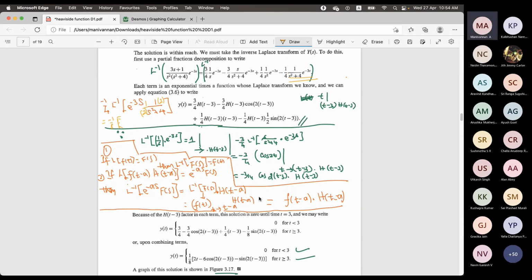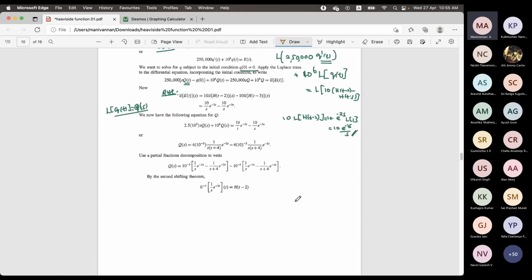For this e raised to the power minus 3s, just apply this result. L inverse of e power minus as into f of s means first we have to write the Heaviside function, the unit step function. Then f of t is sin 2t, and t should be replaced by t minus a, so sin of 2 times t minus 3. So that's our result. That's why for this term we get minus 1 by 4, this 1 by 2, h of t minus 3, sin of 2 of t minus 3. Is it clear?